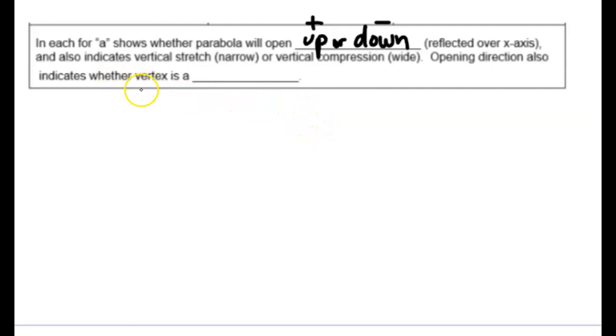And that's going to be called a reflection over the x-axis when we talk about transformations. It also, the A indicates whether the vertical stretch is narrow or makes it wide, okay? Opening direction also indicates whether the vertex is a max or a min. And you might just write yourself a little picture. When it opens down, it has a max. When it opens up, it has a min at the vertex.